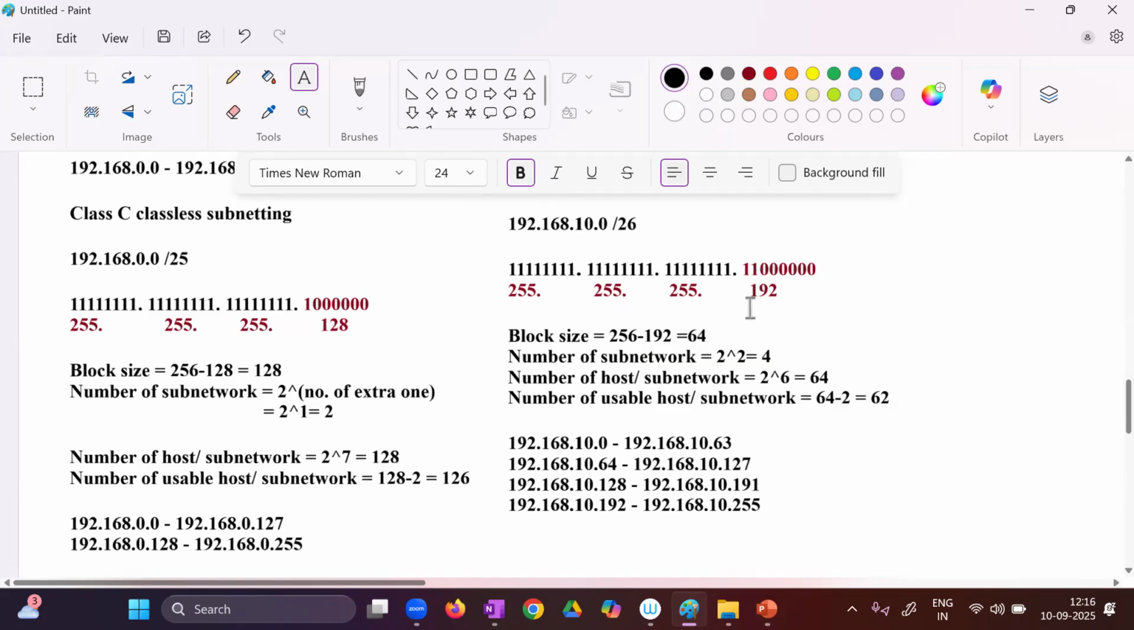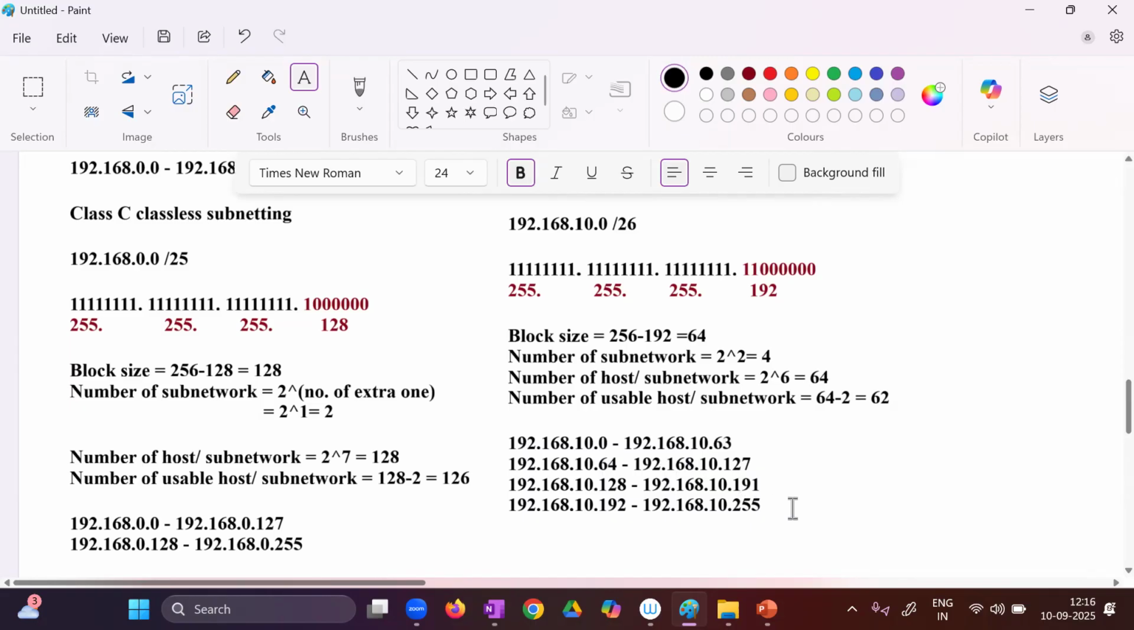Number of subnetworks is 2 power 2, since we have 2 extra 1s, so 4. Number of hosts is 2 power 6, because the number of zeros is 6, and we have got 64. And you know that we will not be using the network and broadcast address, so we have to subtract 2 also. Then we get 62. The starting range is 192.168.10.0 till 10.63. Then 10.64. 64 plus 63, 127. Then after 127, 128. Then 128 plus 63, 191. Then 192. Then 192 plus 63, 255.